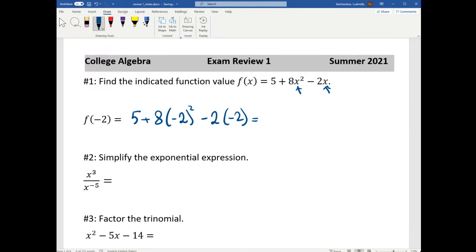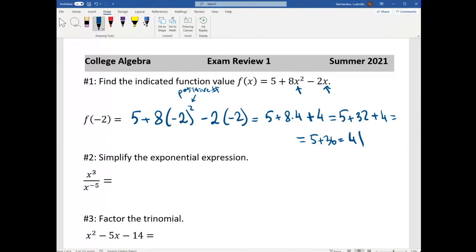Okay, remember that when negative number is squared, we get a positive number. So 5 plus 8 times -2 squared is 4, minus -2 times -2, positive 4. So 5 plus 32, plus 4, 5 plus 36, 41.